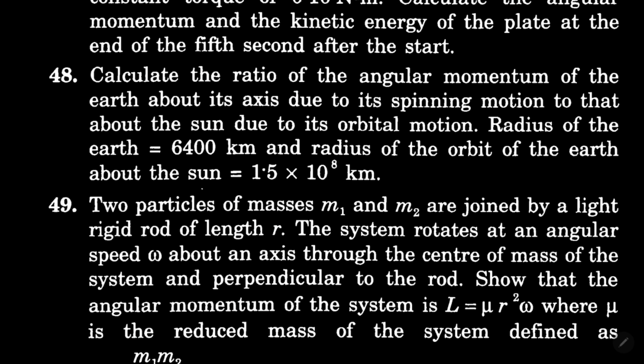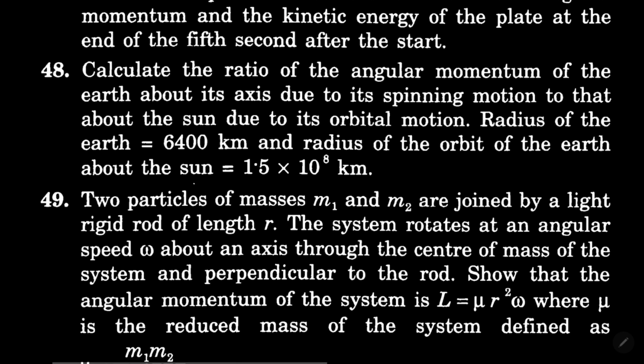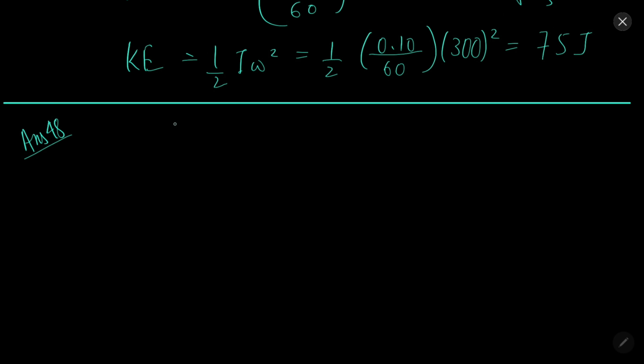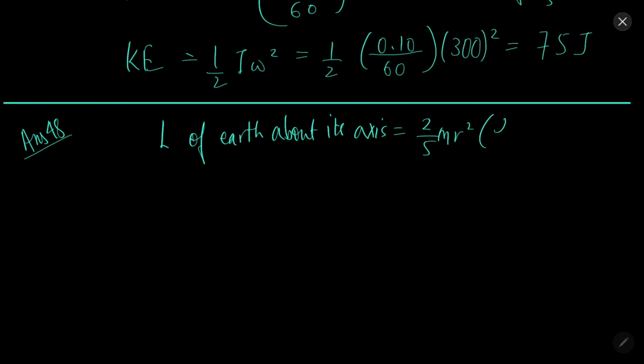In question 48, we need to calculate the ratio of the angular momentum of Earth about its axis due to spinning motion and about the Sun due to its orbital motion. So this is solution 48. The angular momentum of Earth about its axis will be 2 by 5 mr square into 2 pi over 86400.